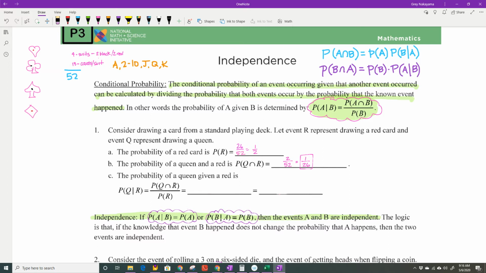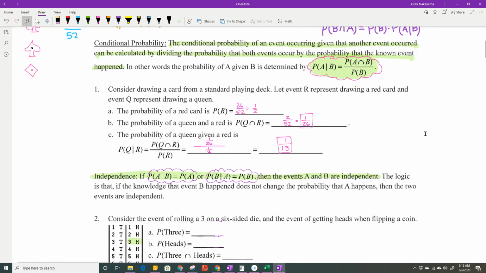So the probability of a queen given it's red means that I'm going to take my and put it on top of my probability of a red card. And when you simplify that, you get 1 out of 13. Okay, but it's all about I multiply the numbers to get the and, and I'm going to divide the numbers to get that conditional probability. Okay, so one other important part of conditional probability is determining whether two events are independent. Okay, this is going to be on your test, so you need to make sure and understand this notation. Okay, y'all.